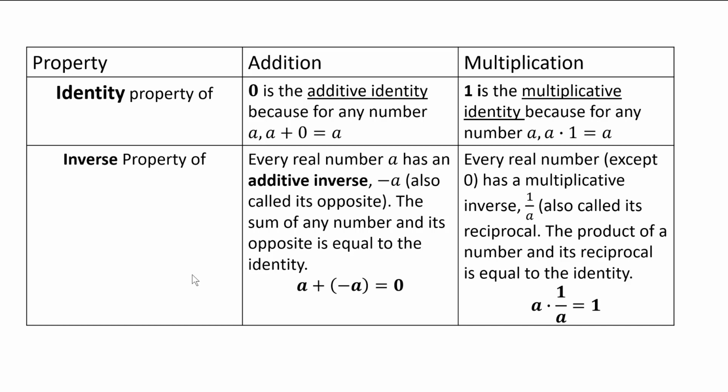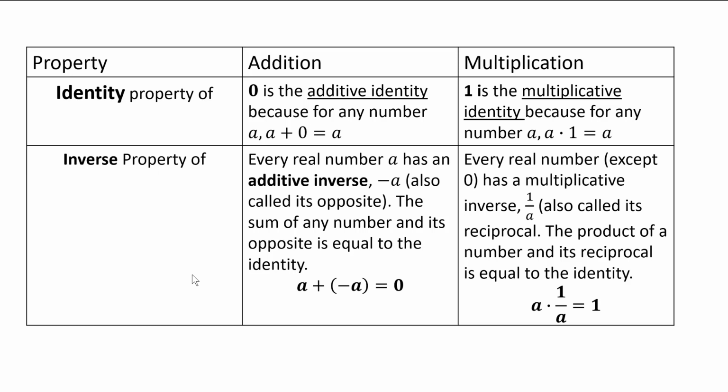And then for the inverse property, there is an additive inverse. Every number has an additive inverse that will give you the additive identity. So if you have a number A, its additive inverse is -A, or the opposite of A, because when you add those 2 numbers together, you get 0, which is the additive identity.